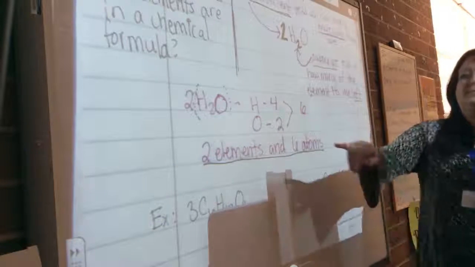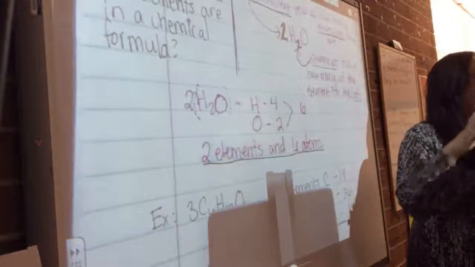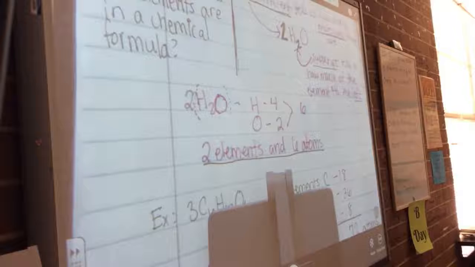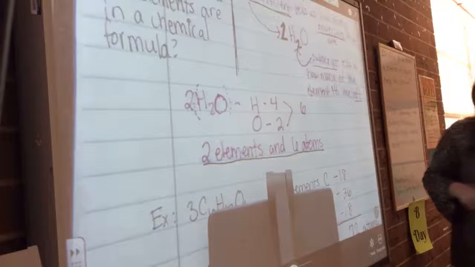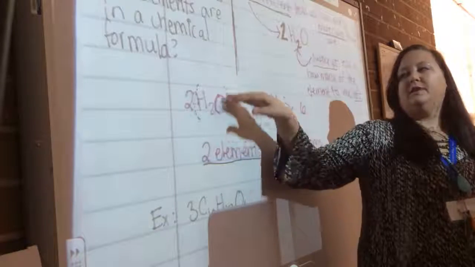Then I would do the distributive property. When you have a coefficient, that's like putting a parentheses around the molecule. That's why I added little dots. It's invisible parentheses. So I have 2 of everything in the parentheses.